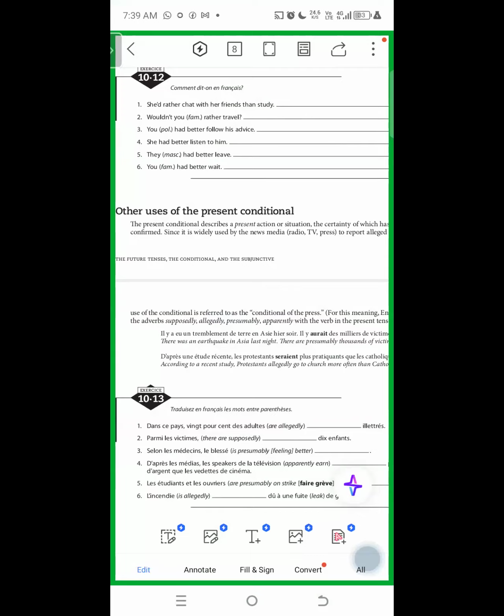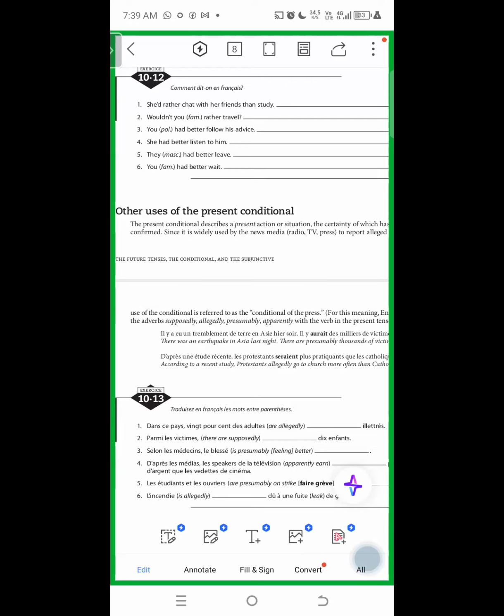Wouldn't you rather travel? Okay. Aimerais-tu mieux voyager? Would you rather travel? Aimerais-tu voyager? Aimerais-tu mieux voyager? Okay.